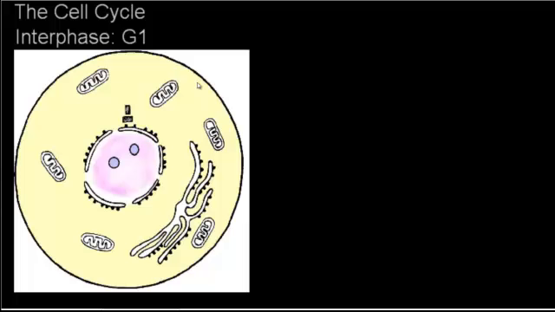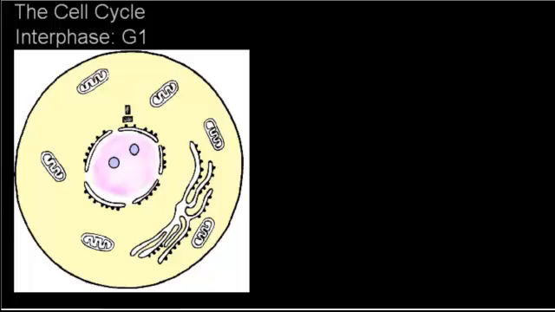Remember, in interphase, we've got 3 distinct subphases. We have G1, S, and G2. So let's talk a little bit about what's going on in each of those really quickly. In G1, as you can see here, our cell has just finished dividing.